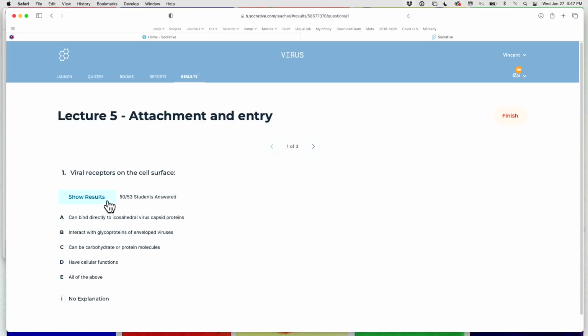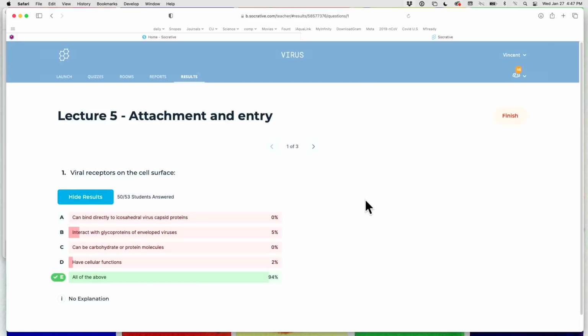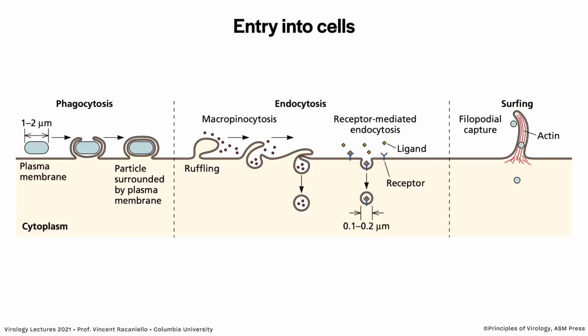Okay, let's see how we did here. All right, 94% of you got the right answer, all of the above. Everything here is right. They bind directly to icosahedral capsid proteins, or they can interact with glycoproteins. They can be carbohydrate or protein, and they do have cellular functions for sure. They're all correct. So we've talked about binding very briefly, but you get the picture of how that works. Let's talk about entry into cells. Once the virus binds, what happens next?